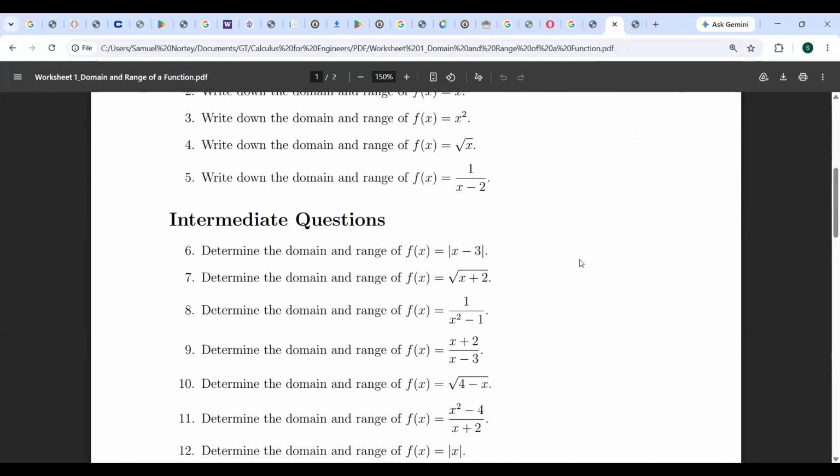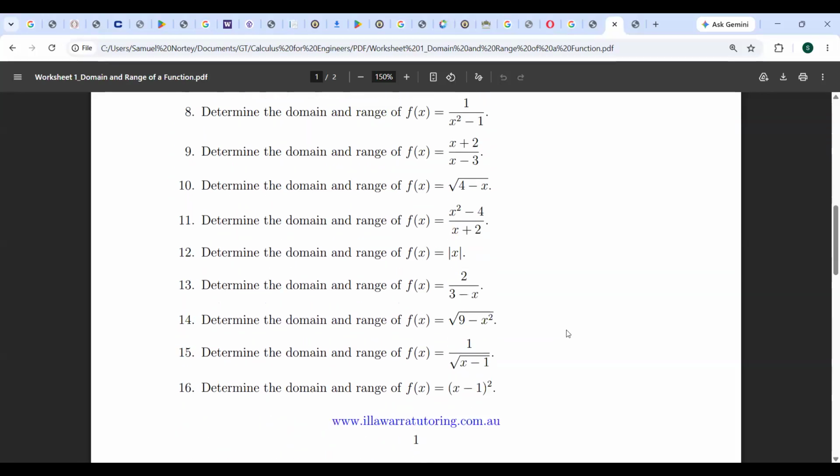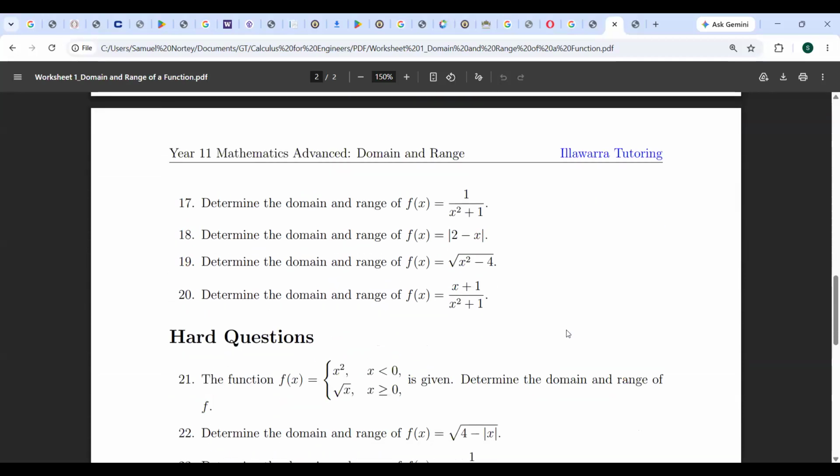And then when you have absolute values, in the PowerPoint, it tells you how to find the absolute values of these functions, so you can use that. When you have a square root, remember what we learned about square roots. When you have a rational function. So these questions, again, are going to test you on all the properties we gave you.